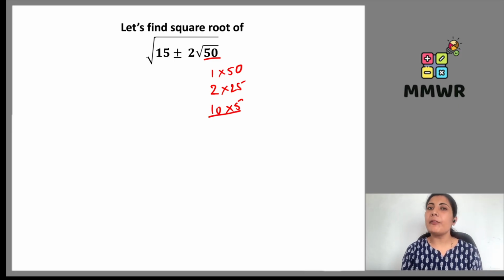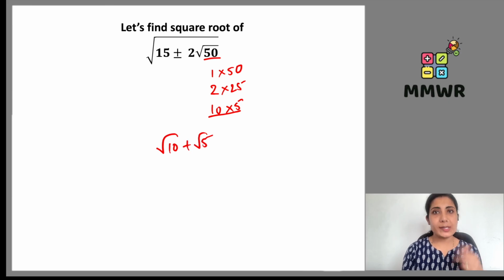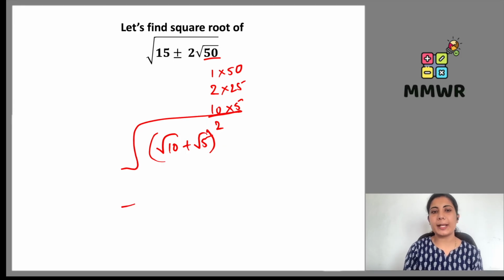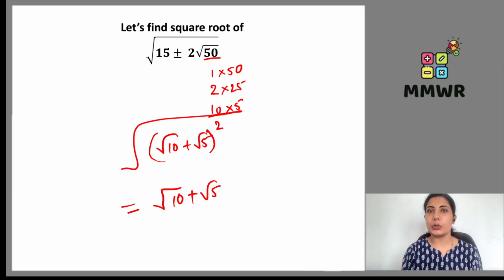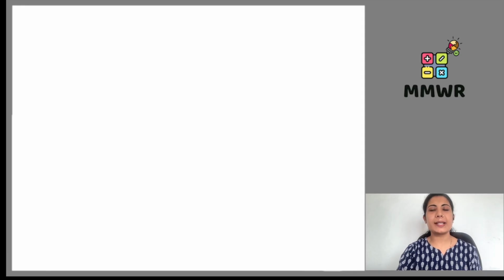So 10 multiplied by 5 is the feasible one, because this can be written as root 10 plus root 5 whole square, and this needs to be written inside the square root. So at the end we will get root 10 plus root 5. So it's a very quick way. Rather than taking the help of the longer version, we can smartly do this calculation to save our time. So let's move to another example.